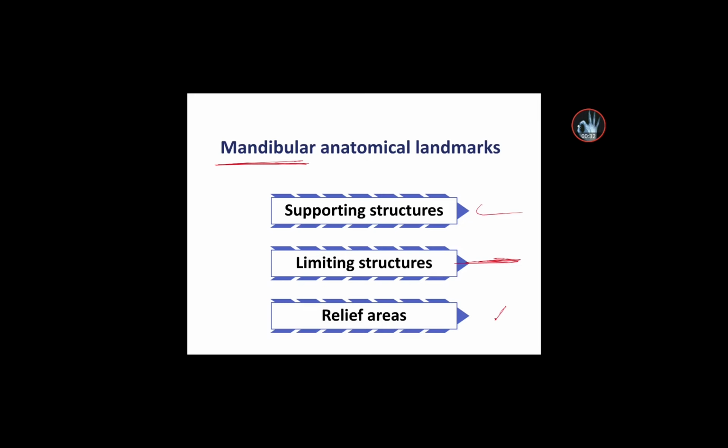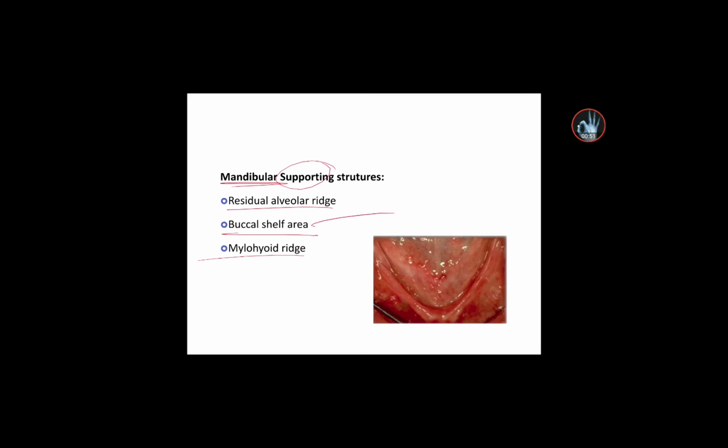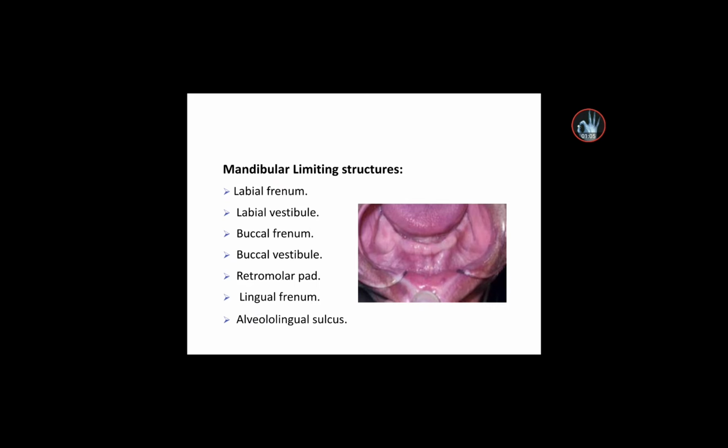In the previous lecture, we talked about what we called the supporting anatomical landmarks, and today we are considering the limiting structures of the mandible, and the next lecture will be, inshallah, with the relieving area. So in the previous lecture we talked about the supporting structures. We described the residual ridge and the buccal shelf, which is the primary bearing area of the mandible, and also we described the mylohyoid. So today we are going to describe all these limiting structures.